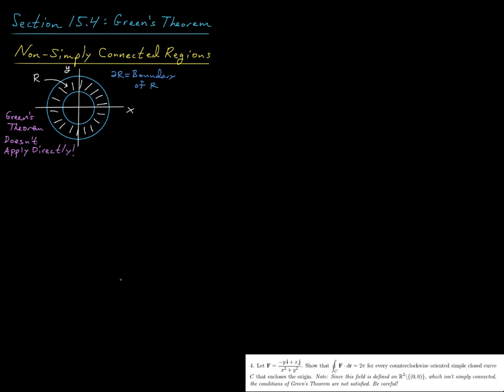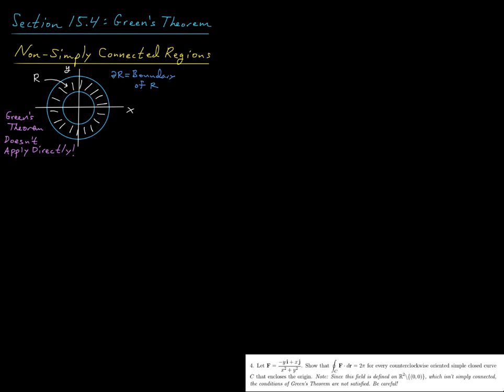All right, so recall in the statement of Green's theorem that the region enclosed by our curve C has to be simply connected. So what if I have a non-simply connected region? Say this region right here, this annulus, I'll call it R, and the boundary of this region is this outer circle in blue together with its inner circle in blue.